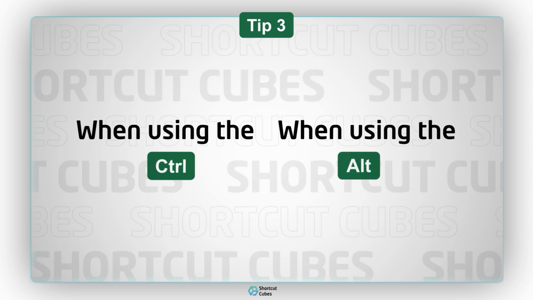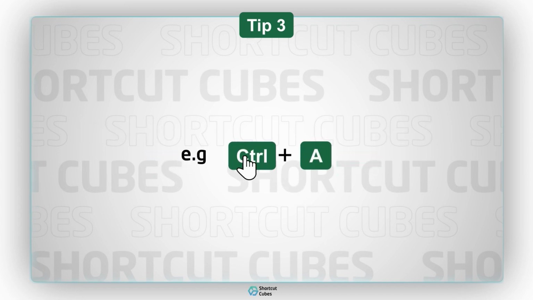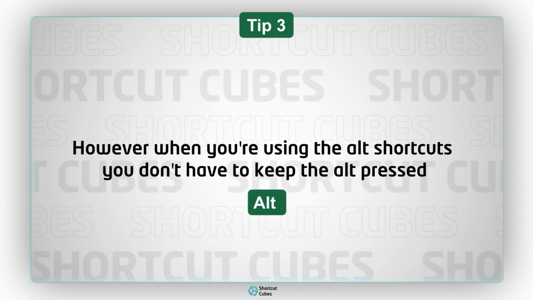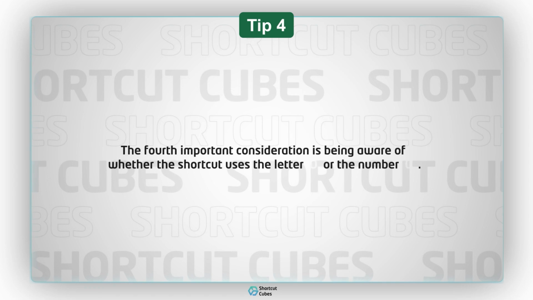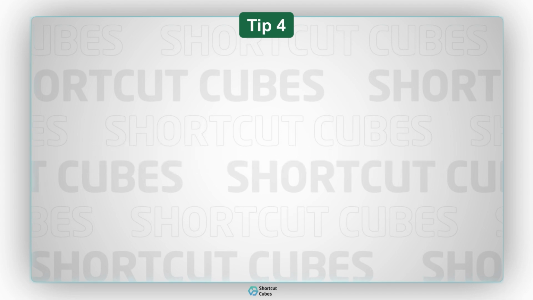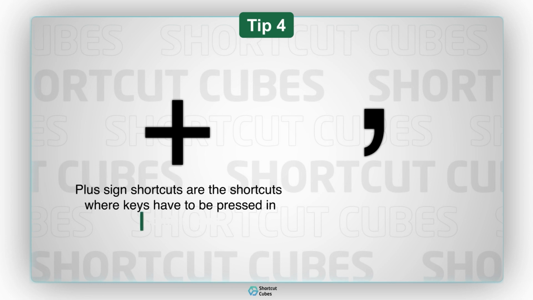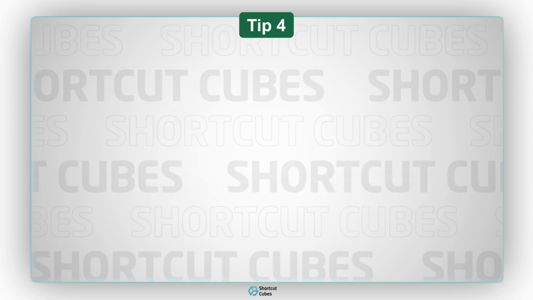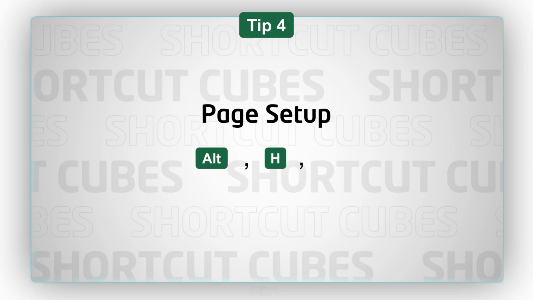The other important consideration is that in all the shortcuts in which you have to use a Control key, the keys have to be pressed together. For example, if you're using the shortcut Control A, you have to keep the Control key pressed and then press A. However, when you're using the Alt shortcuts, you don't have to keep the Alt key pressed. You press the Alt key once, and then you follow the rest of the sequence. The fourth important consideration is being aware of whether the shortcut uses the letter O or the number 0. In shortcut lists, you would also see certain shortcuts that have a plus sign and certain shortcuts which have a comma. Plus sign shortcuts are the shortcuts where keys have to be pressed in combination, and comma is used where you have to press one key at a time. Then the last item would be certain shortcuts where you have to use the Alt key followed by two letters, which have to be pressed quickly together.